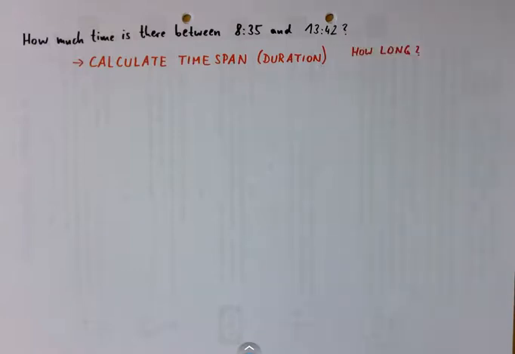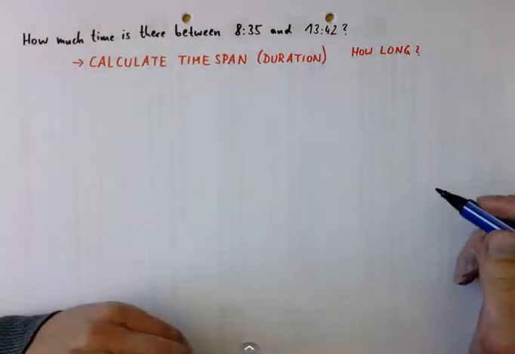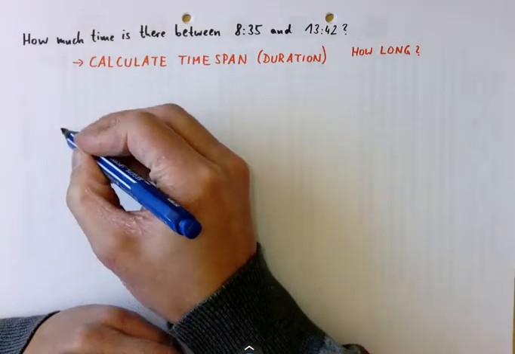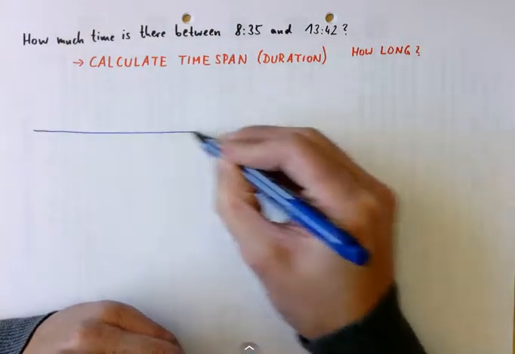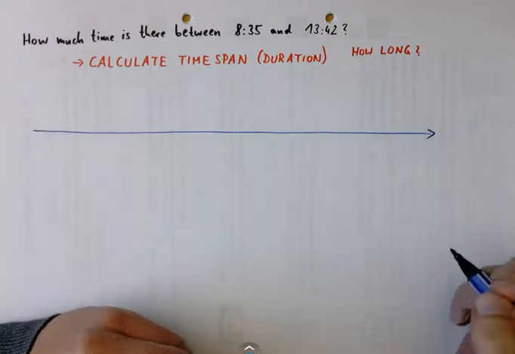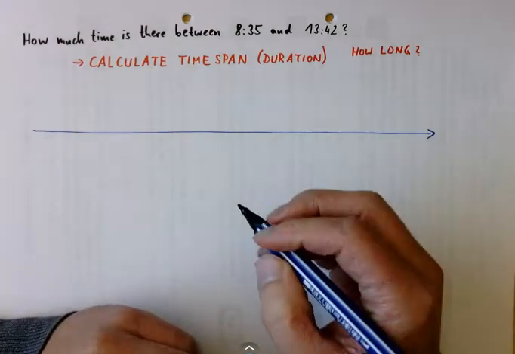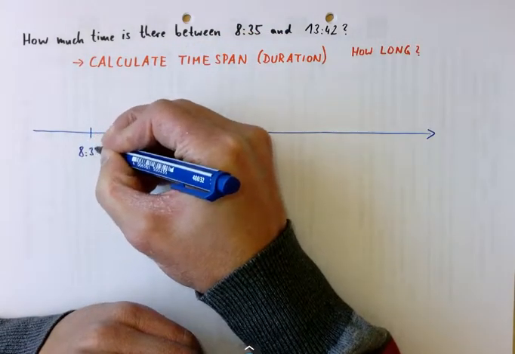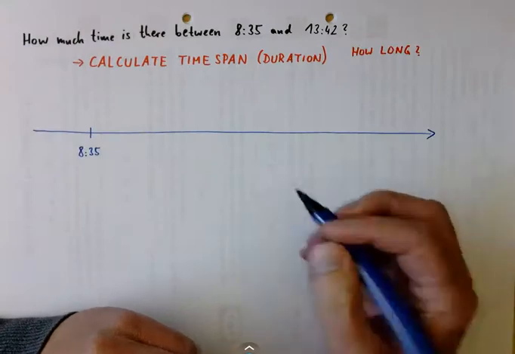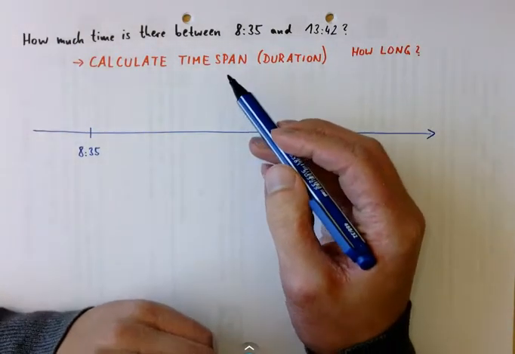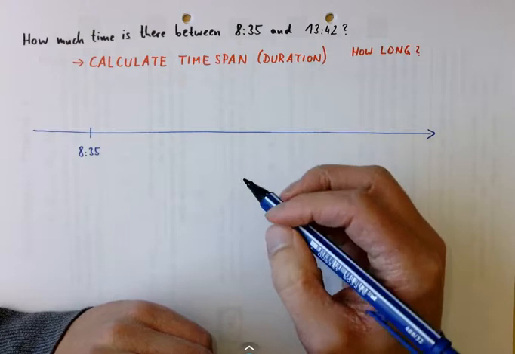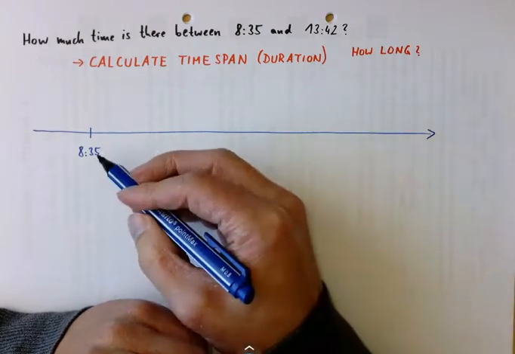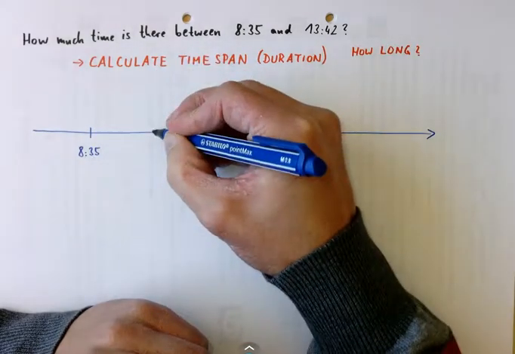Let's just start it. So the question is how long, and for this I recommend that you draw a timeline. You don't have to use a ruler for that. It's only a sketch. A timeline is like a number line, except that we have times on it. So the first time is 8:35, and in these time span calculations I recommend that you always go to the next full hour. The next full hour after 8:35 is 9 o'clock.